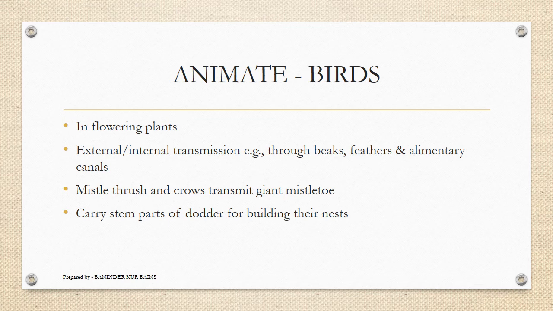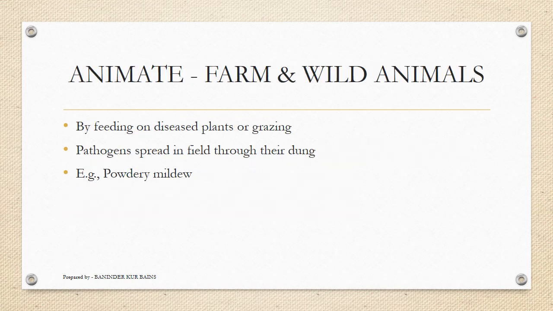And then the examples are missel thrush and crows. These can transmit giant mistletoe, and basically the bird vectors are generally the migratory birds because they fly to distant places, so they transmit diseases. And they can also carry stem parts of dodder, which is also called as cuscuta, for building their nest. So it can also contain different pathogens which can get transmitted to the healthy trees.